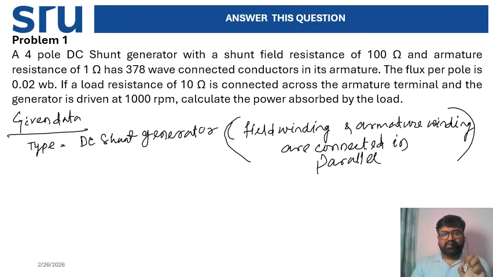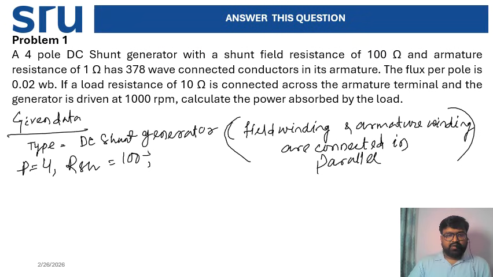But first of all, we write the parameters. You see a 4-pole DC shunt generator. Pole number is given as 4. Shunt resistance RSH is given as 100 ohm. Okay, the unit is very important. And armature resistance equals 1 ohm. Then it has 378 wave connected conductors, that means Z equals 378.